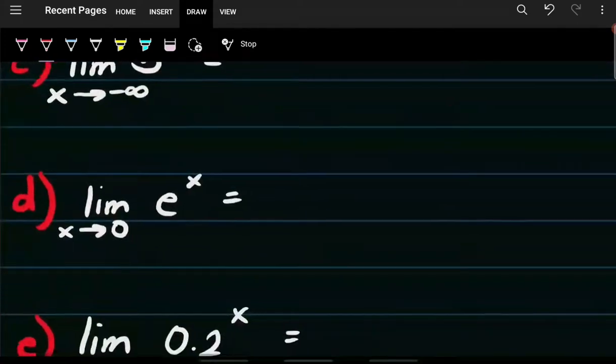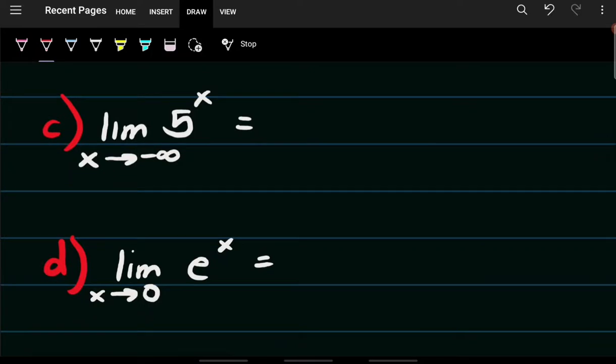Now, another example, example letter C. How about the limit of 5 raised to x? The base is 5, and x approaches negative infinity. Again, same procedure. Let's apply direct substitution. This one will give us 5 raised to negative infinity. Again, the exponent right now is a very small number, negative infinity. The answer is equal to 0. So this is our final answer.